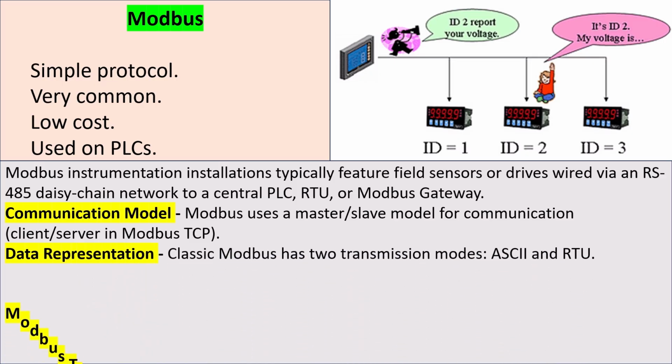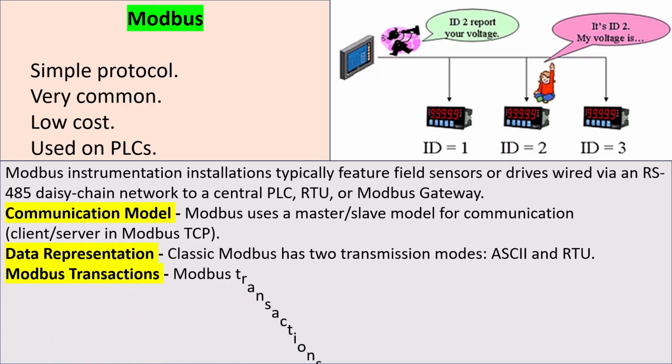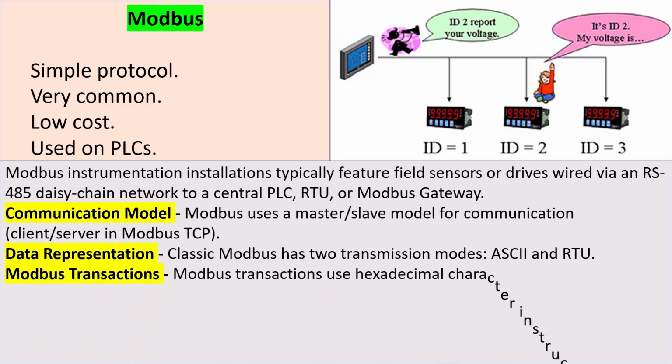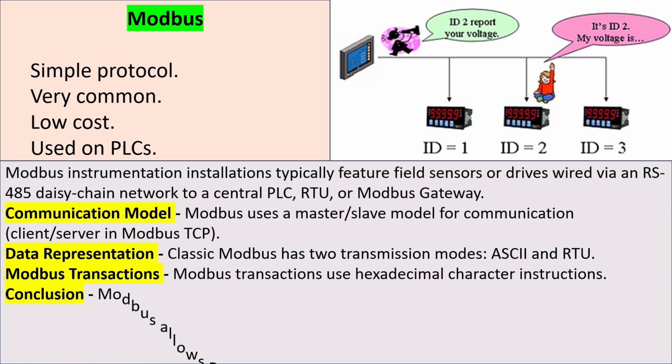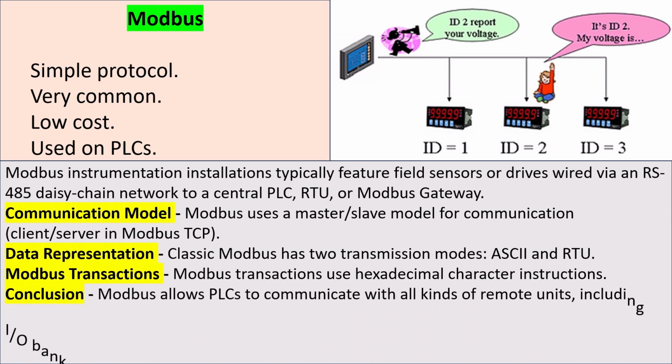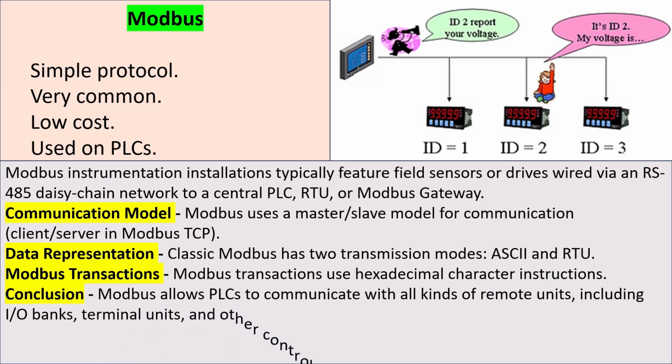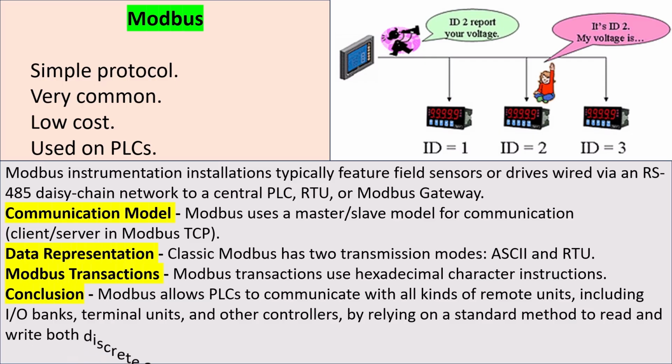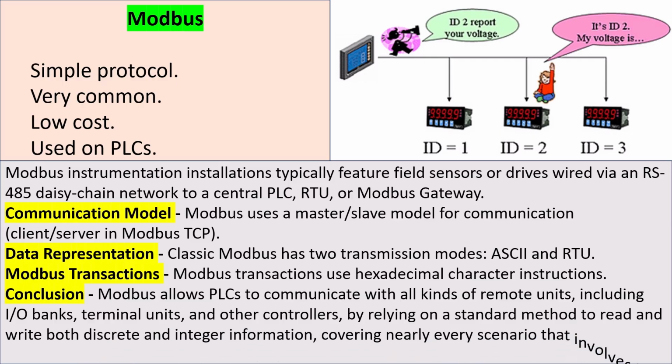Data representation. Classic Modbus has two transmission modes, ASCII and RTU. Modbus transactions use hexadecimal character instructions. Conclusion: Modbus allows PLCs to communicate with all kinds of remote units, including I/O banks, terminal units, and other controllers, by relying on a standard method to read and write both discrete and integer information, covering nearly every scenario that involves the transfer of digital data.